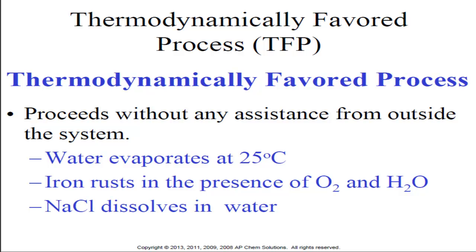For example, we know that water is going to evaporate at 25 degrees Celsius. That's room temperature. If you leave a glass of water out with just a tiny bit of water in the bottom, you come back the next day and it's been evaporated. Iron is going to rust when there's oxygen and water, like if you leave your bicycle out overnight and it's raining. Salt is going to dissolve in water. So these are all processes that happen without any extra assistance.